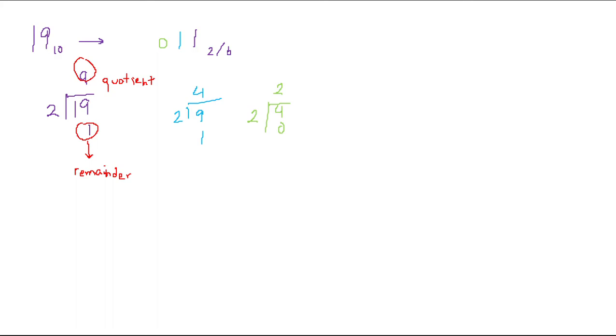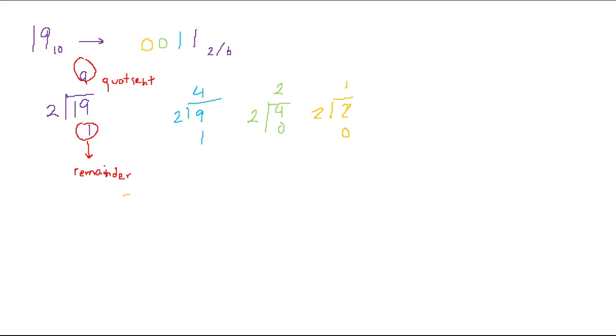Oh, it was lost. Oh, what happened? Oh, there it is. So I get my 2 over 2. The quotient is 1, the remainder 0, and I'm gonna write that one over here.